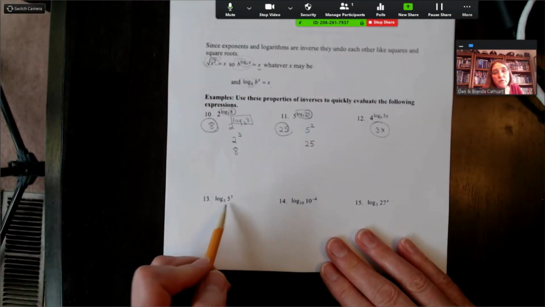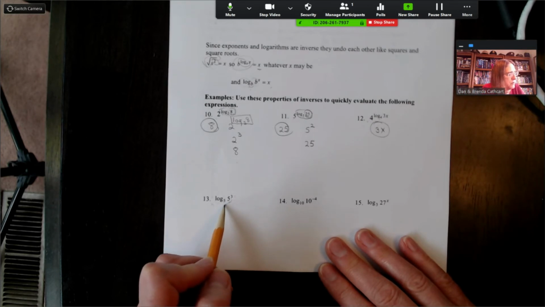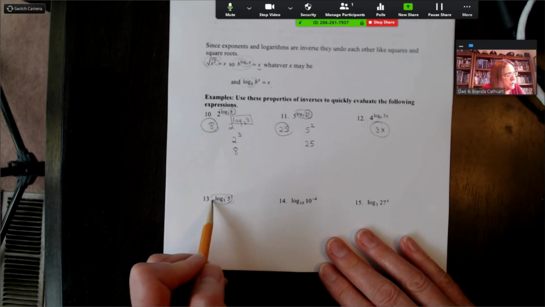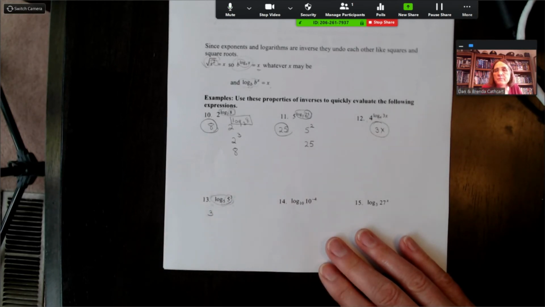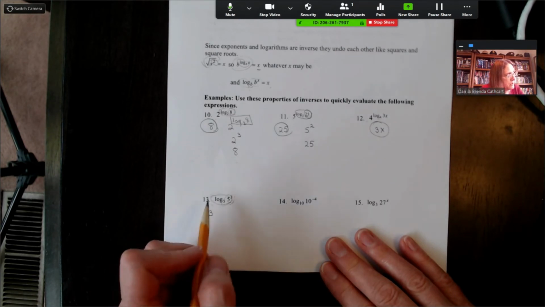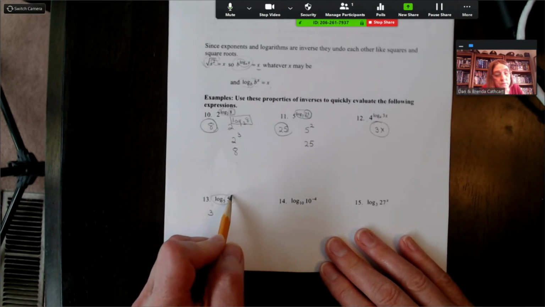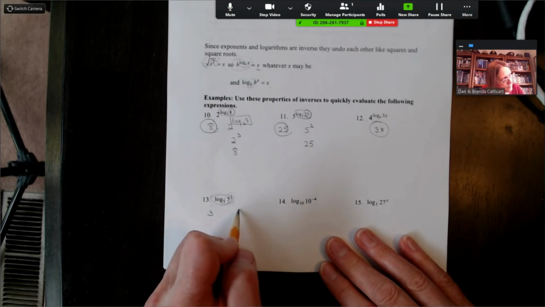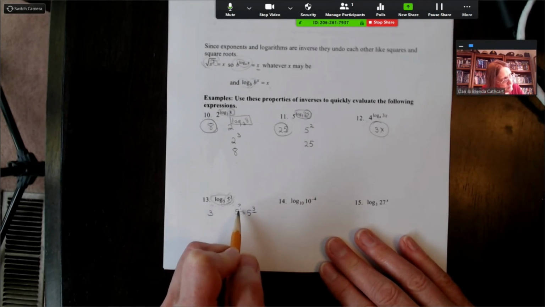So as I look at this one, I see I have log base 5 of 5 raised to the third. These are the same. These operations reverse each other, so our answer is just 3. Going step by step, mentally I can evaluate this. I can ask myself, 5 to what power gives me 5 to the third? The answer is 3. Well, it has to be 3.